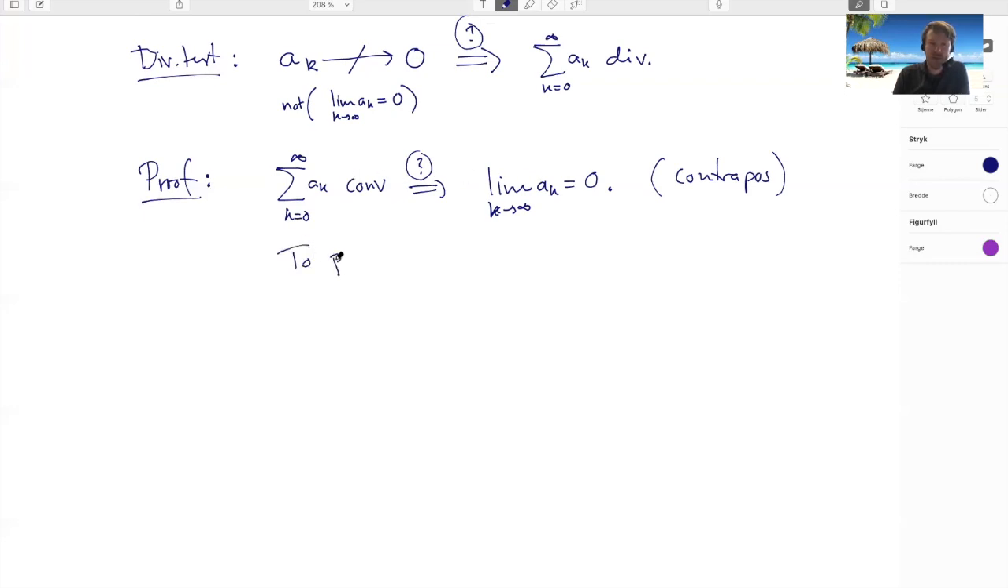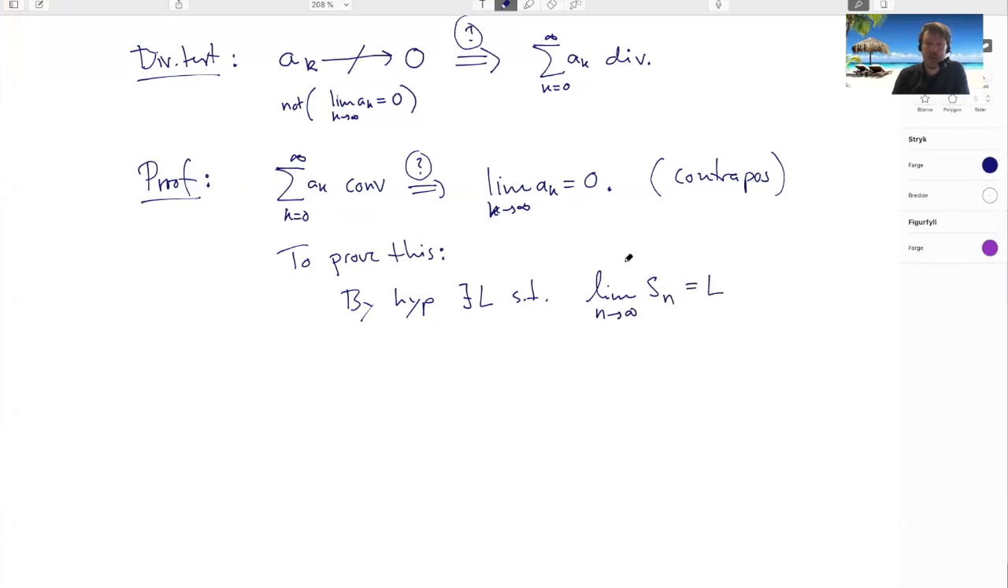So to prove this, what do we do? Well, notice the following. If this converges, then by hypothesis, there exists a number L such that if we call the partial sums of this S_k, or S_n maybe we should call them, then S_n tends to L. So I know this converges, and I want to prove that this implies that these a_n tend to zero. So we note the following connection.